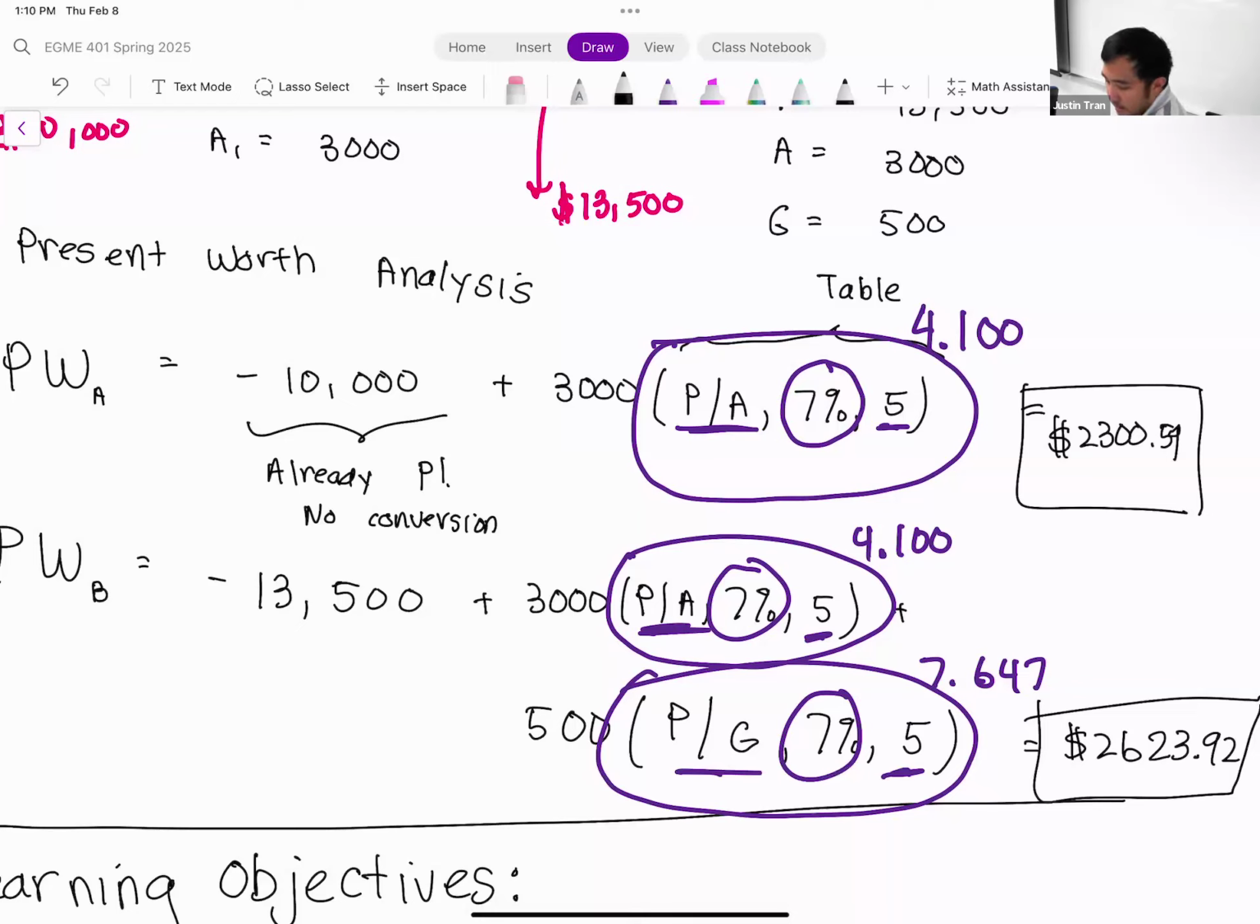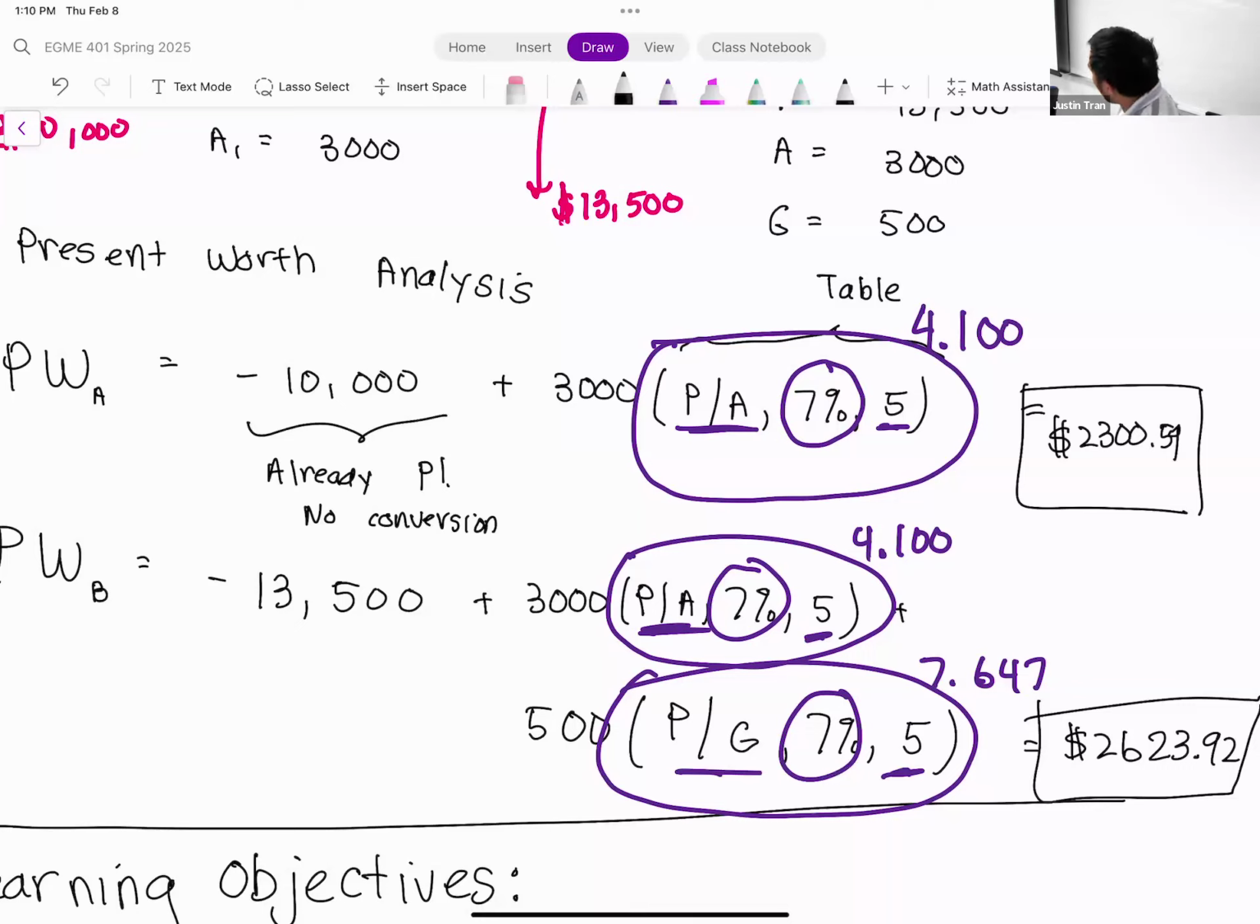Basically all you're doing is taking each option, converting it into a present sum, and then comparing between the different options to see which one gives you the highest one. Okay. Before we move on, I do want to take a look at these results in a little more detail.